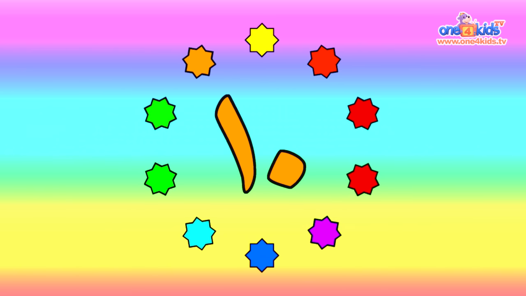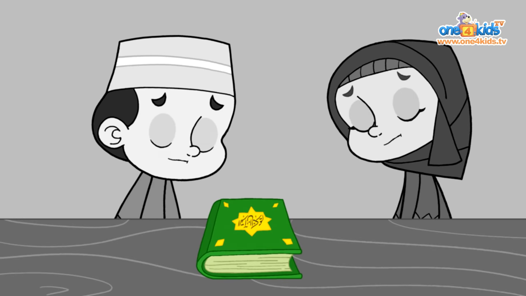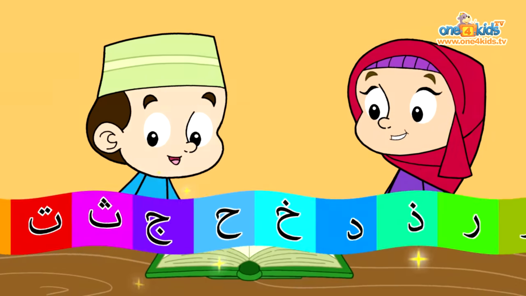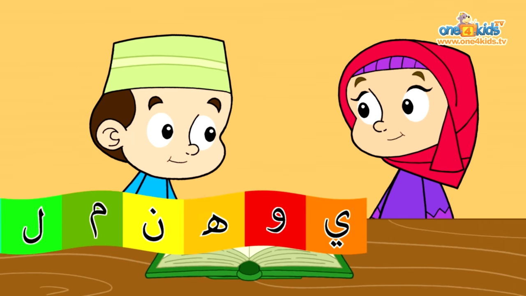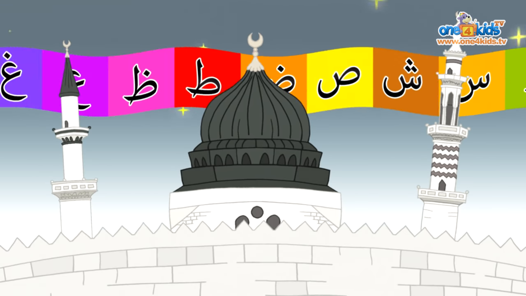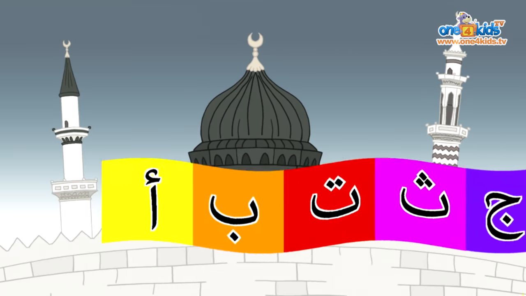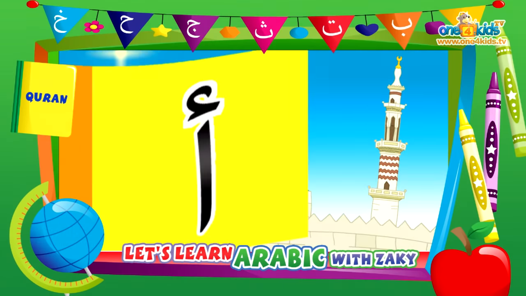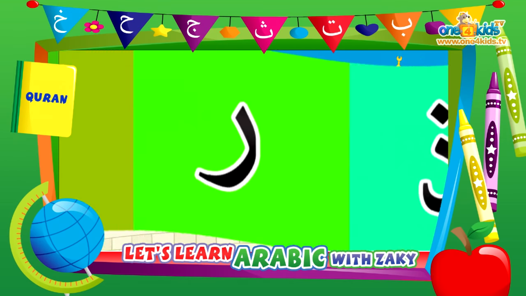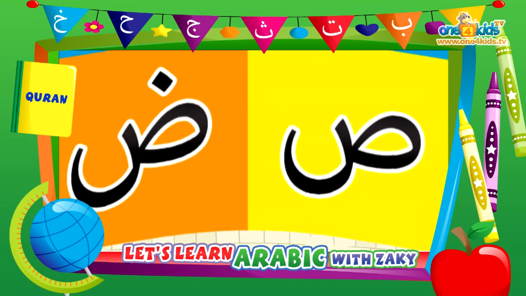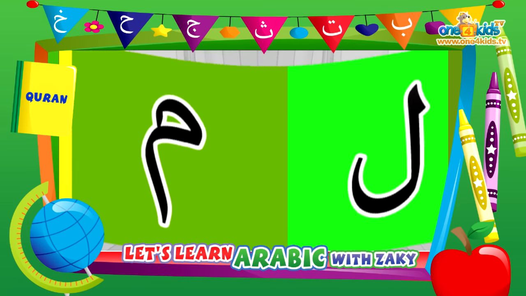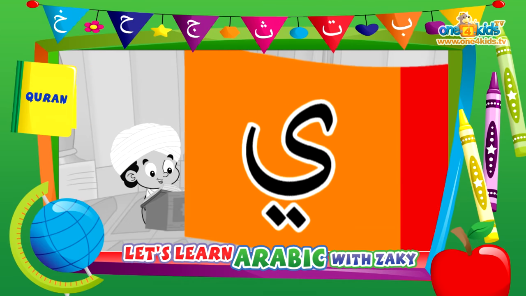The Arabic numbers. We're learning the Arabic alphabet so we can read and learn Al-Quran, Al-Quran, the language of our beloved Muhammad, the last prophet sent from Allah. It goes Alif, Ba, Ta, Tha, Jim, Ha, Kha, Dal, Dhal, Ra, Zain, Sin, Shin, Sod, Dod, Ta, Tha, Ain, Ghain, Fa, Qaf, Kaf, Lam, Mim, Nun, Ha, Waw, Ya.